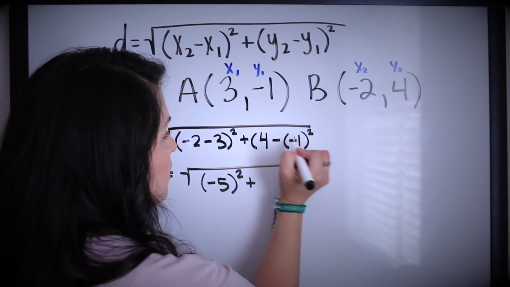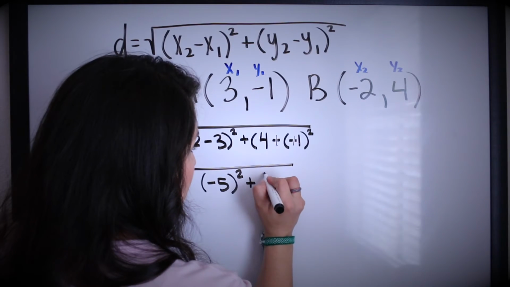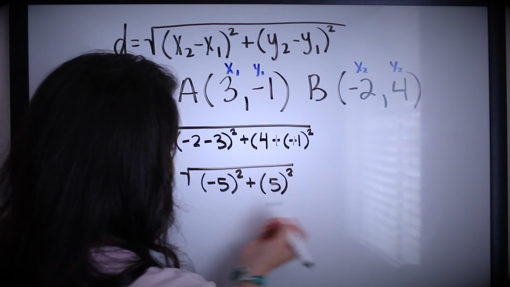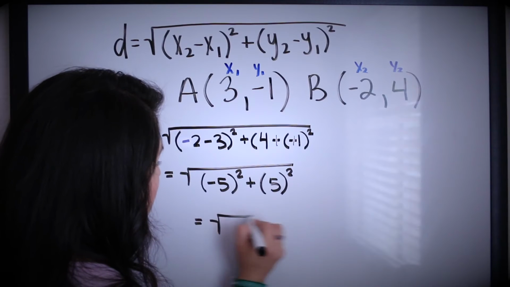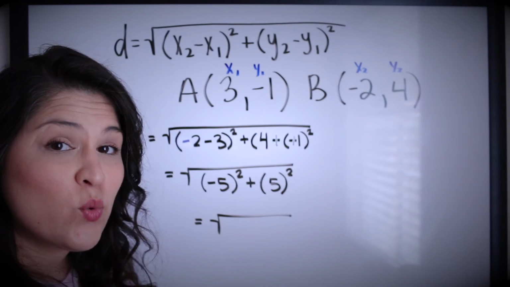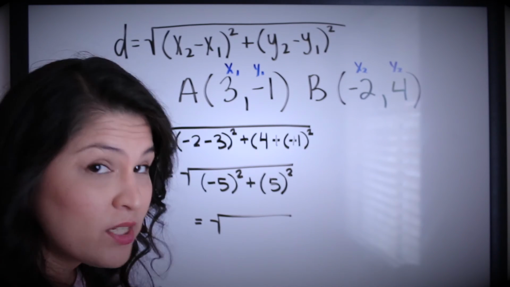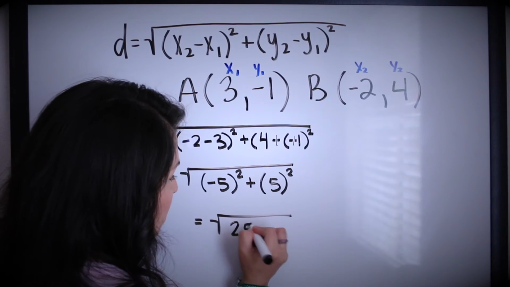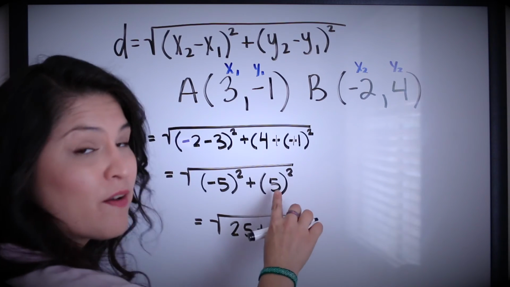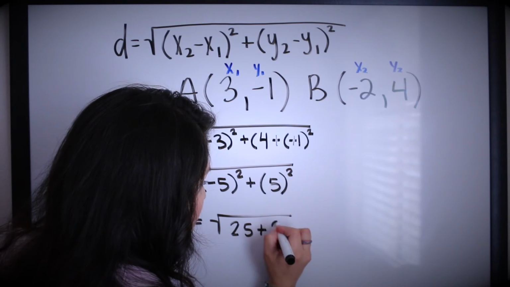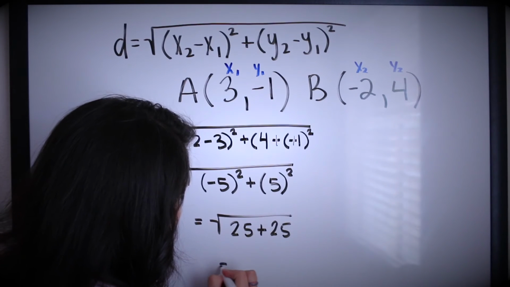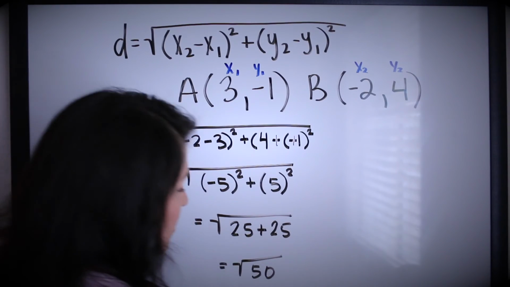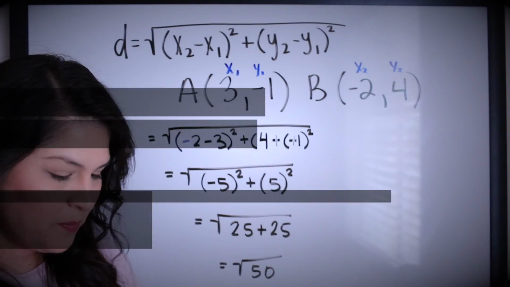So now this negative 1 is going to be added. So 4 plus 1 is 5 squared. And anytime that we square a negative number, we're going to get a positive number. So negative 5 squared is positive 25, plus 5 squared, 25. Our answer is the square root of 50.